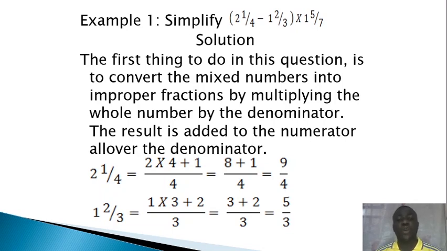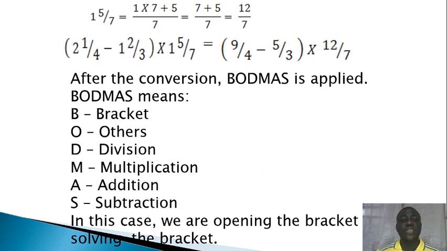2 whole number 1/4 as an improper fraction is 9/4. And 1 whole number 2/3, the improper fraction is 5/3. Then you will see that the mixed number of 1 whole number 5/7 is the same thing as 12/7.